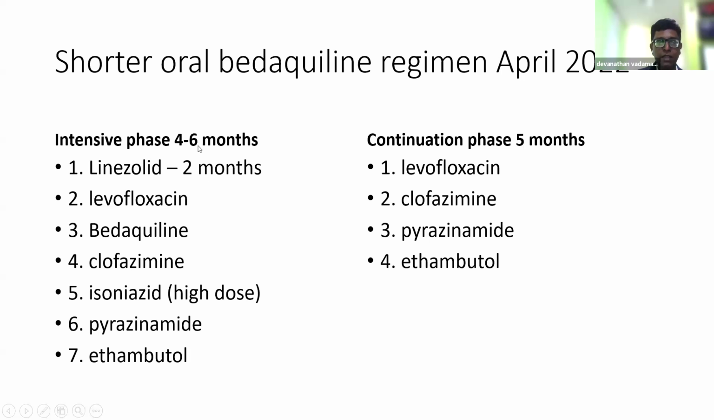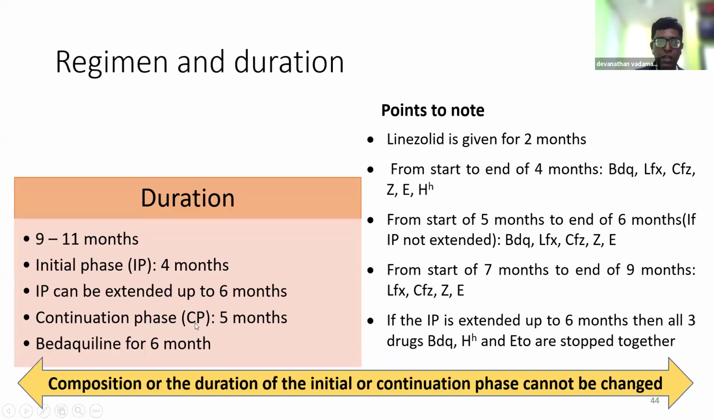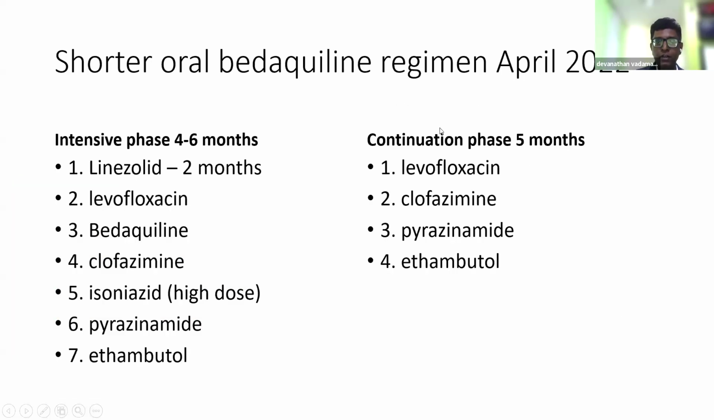It's an 11 months regimen, 6 months of intensive phase and 5 months of continuation phase. In the 6 months, 7 drugs will be given in the intensive phase. Linezolid will get over in 2 months. Levofloxacin, bedaquiline, clofazimine, isoniazid, pyrazinamide, and ethambutol will be given for 6 months. In the continuation phase of 5 months, 4 drugs will be given: levofloxacin, clofazimine, pyrazinamide, and ethambutol. At least remember, 7 drugs will be given for 6 months and 4 drugs will be given for 5 months. So 6 plus 5 is an 11 months regimen.